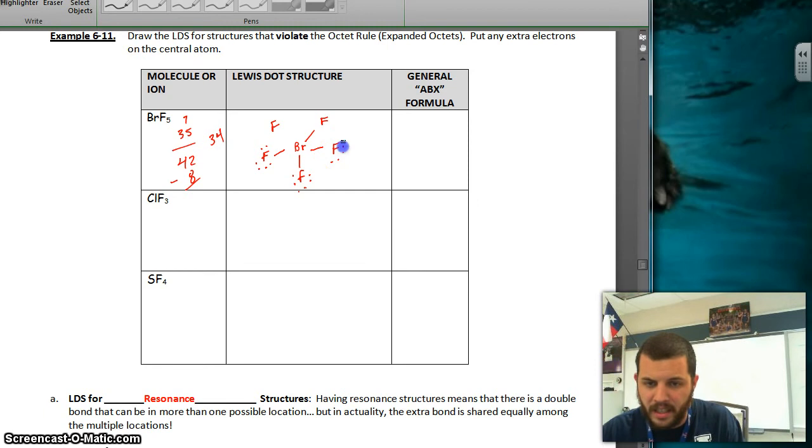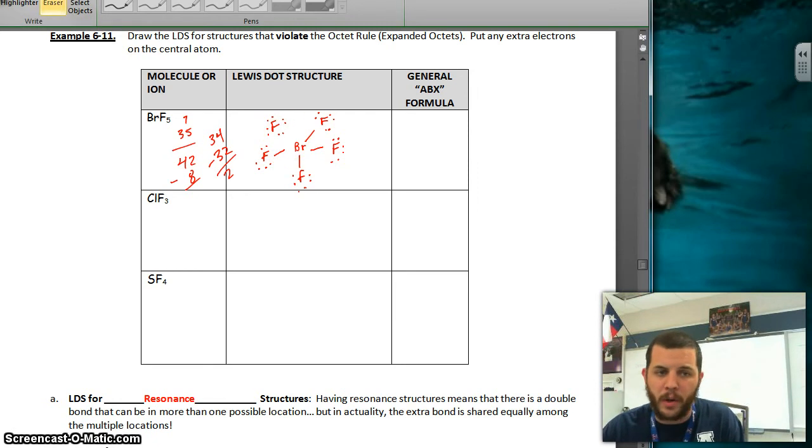13, 14, 15, 16, 17, 18, 19, 20, 21, 22, 23, 24, and then this is still a peripheral, 25, 26, 27, 28, 29, 30, 31, 32. Okay, so I've used 32 electrons. Everybody's happy. I've still got 2 more electrons to play with, and this guy's not even attached, okay?